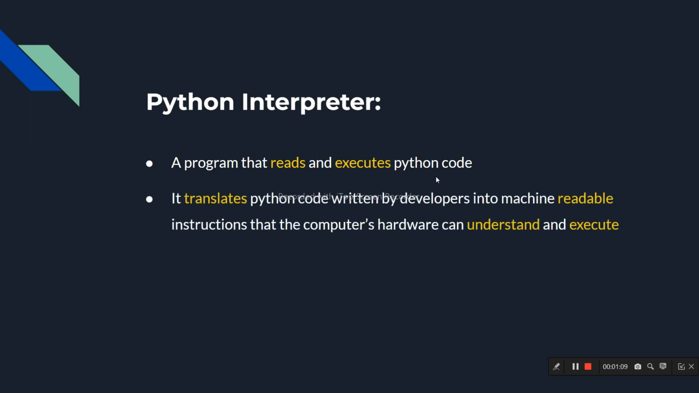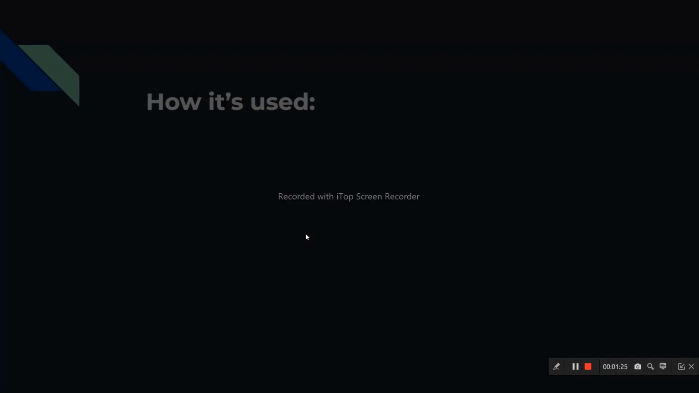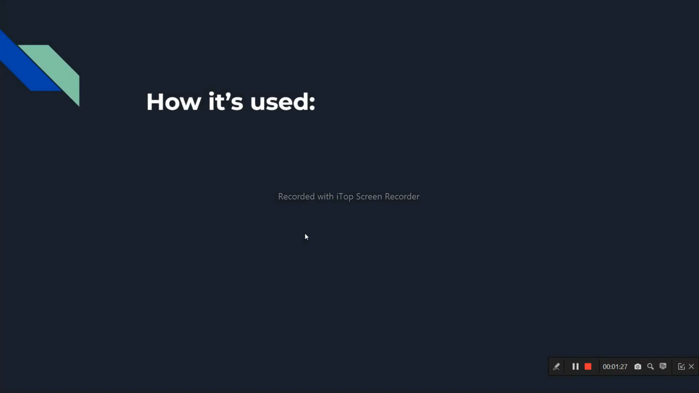What it does is translate the Python code that you've written into machine-readable instructions that your computer hardware can understand and execute. We will demonstrate in this lesson how that happens. So how is it used? We have several ways that you can use a Python interpreter once you have it installed on your computer.